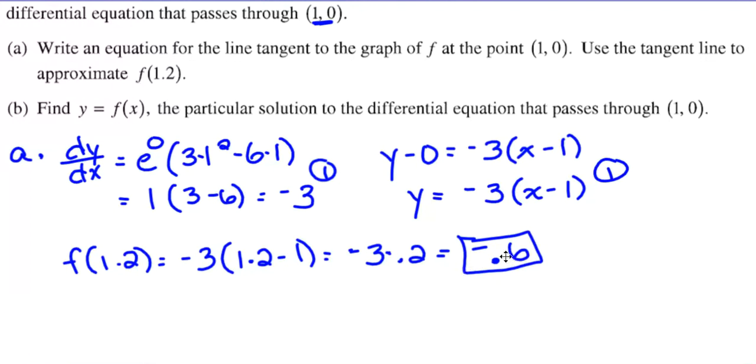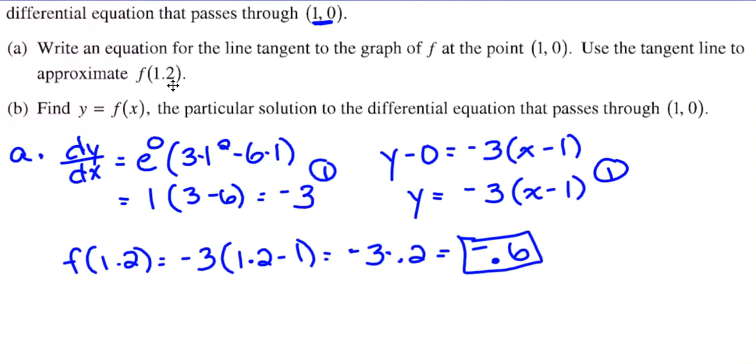All right. Notice these values should typically be fairly close to each other because you're using the tangent line to approximate for an x value that is close to the point that you know is on the graph. They're not going to ask you to use that tangent line to approximate for f of 4 because who knows what happens between 1 and 4. You could have a completely different slope. Right now, the slope is negative 3. You could have a positive 4 slope by the time you get to x equals 4.